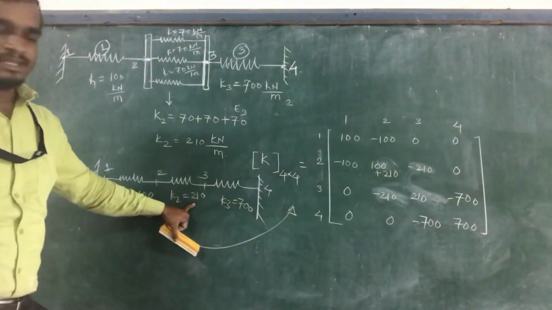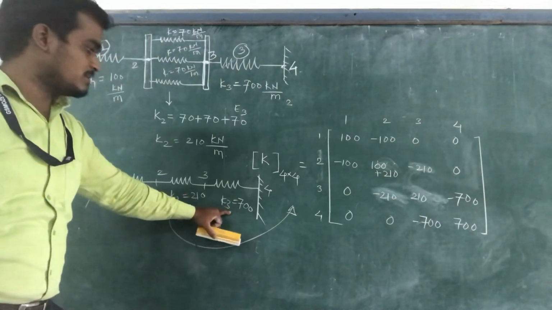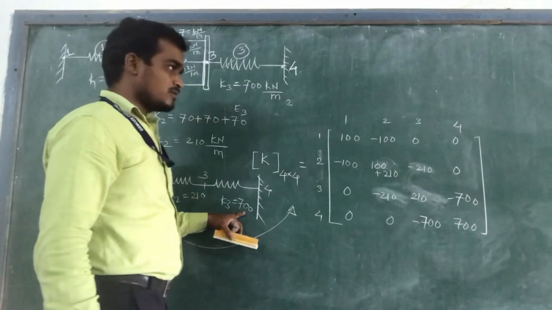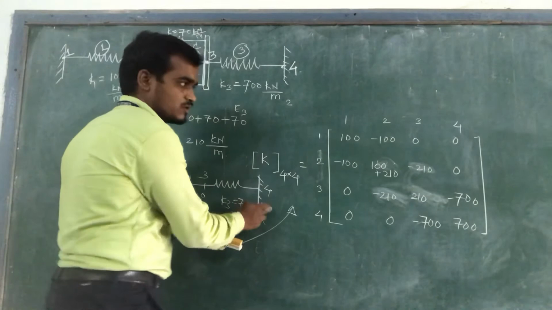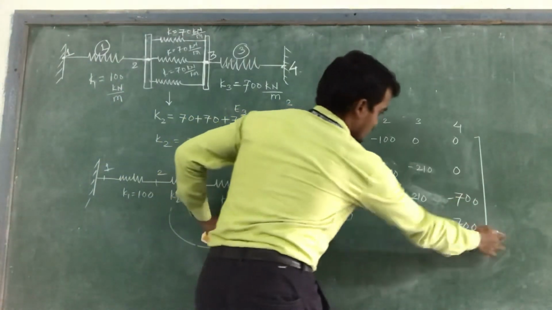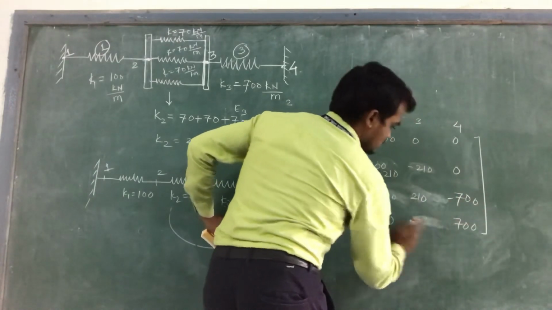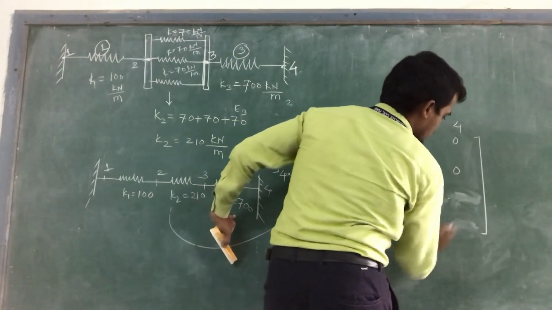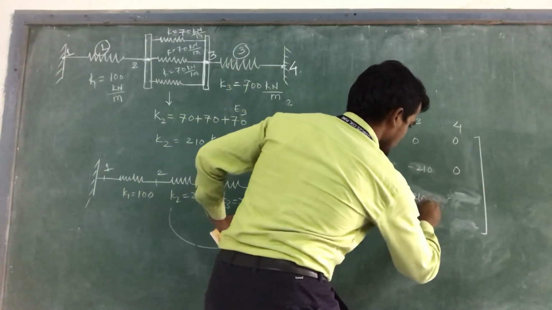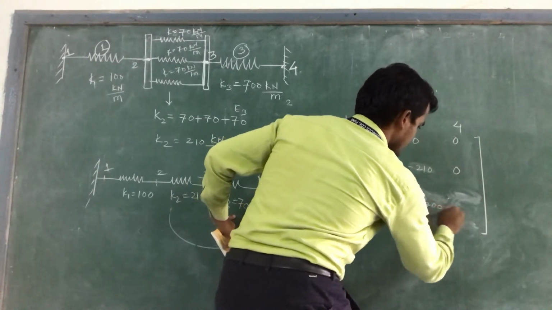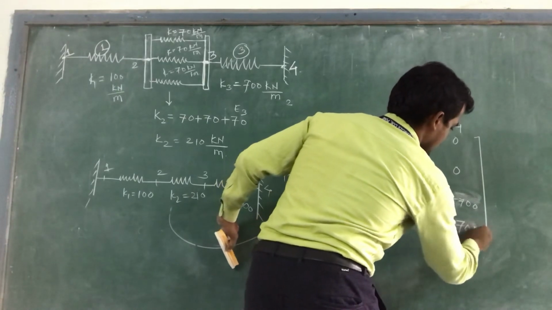Then for the third element, the spring constant is equal to 700 kilonewton per meter. So put this value of K3 between node 3 and node 4. Between node 3 and node 4 means this block. So now put this value of 700 into this block, you will get 210 plus 700, minus 700, minus 700 and 700.